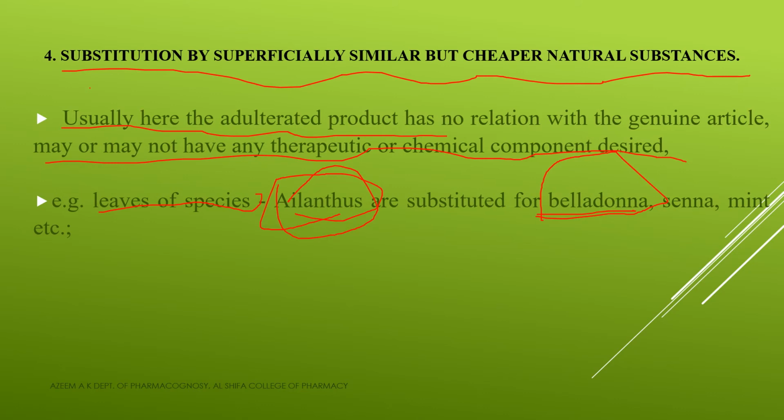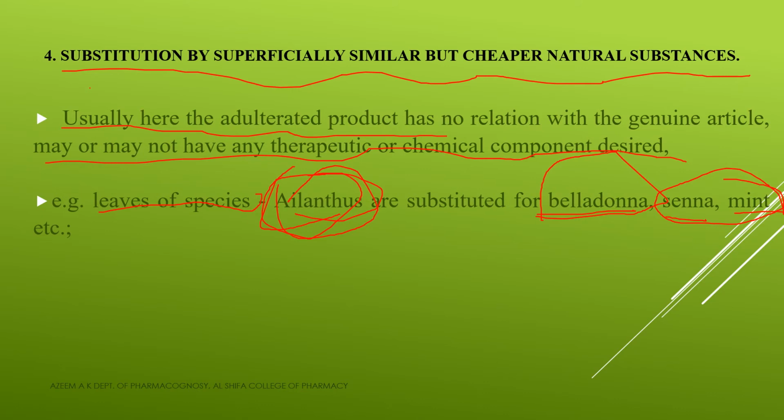And the second thing is senna, mint, etc. Here also the leaves can be substituted. So this ailanthus can be used as substituent for belladonna, senna, mint, etc. And this is the fourth method of adulteration, substitution by superficially similar but cheap natural substances.